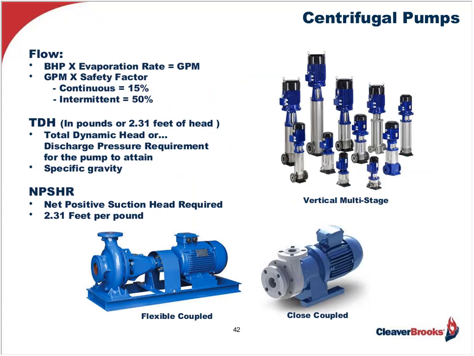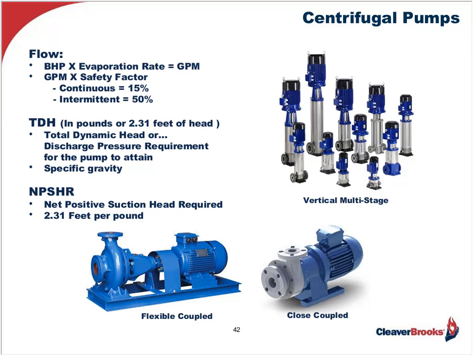To begin with, selecting a pump for the deaerator application, and assuming we are operating at 5 pounds in the deaerator, we start with the boiler horsepower and the evaporation rate, which results in the GPM flow required. Then to this result, we need to add a safety factor. And this will vary depending on whether the pump is continuously running or is of the intermittent operation type.